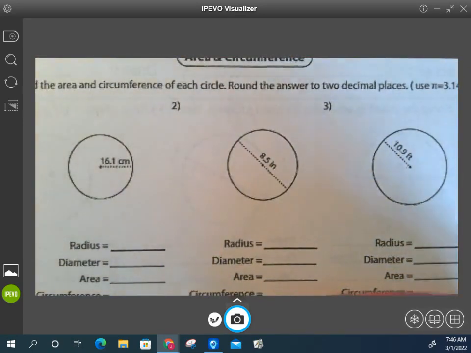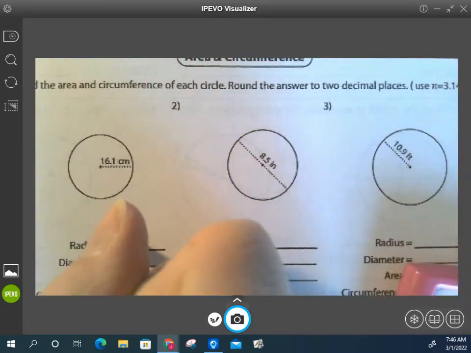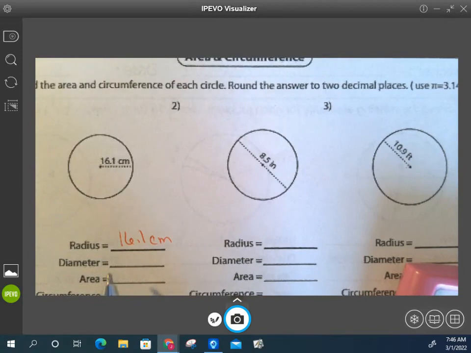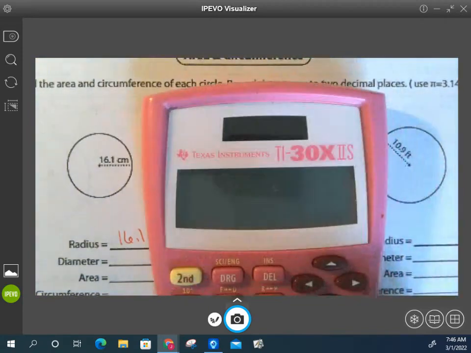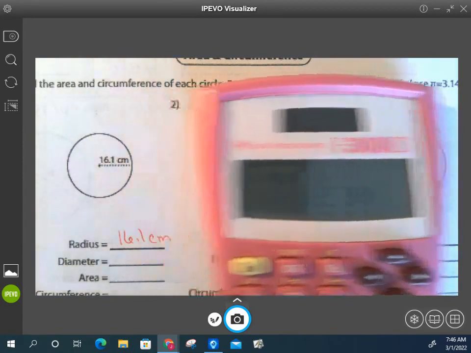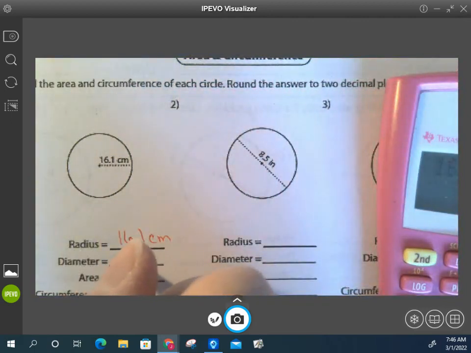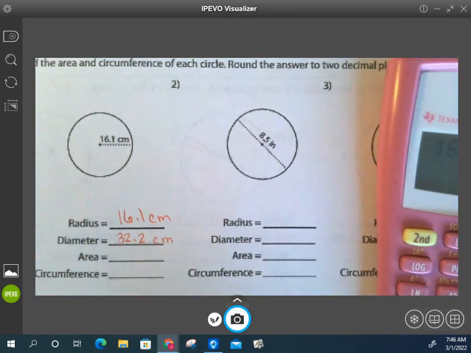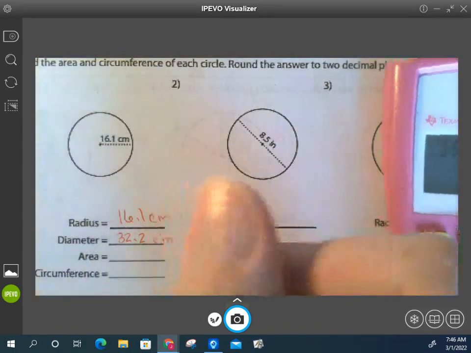So with that in mind, our radius is given to us. That is 16.1 centimeters. The diameter would be double that. So just take 16.1 and double it. It should be 32.2, but we'll put it in the calculator for good measure. So there it is, 32.2. That is my diameter.